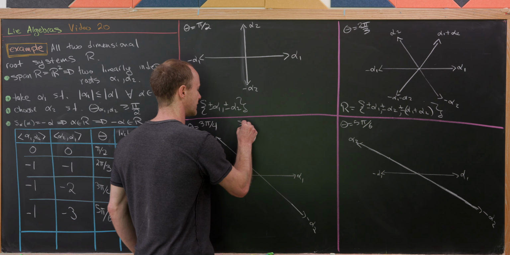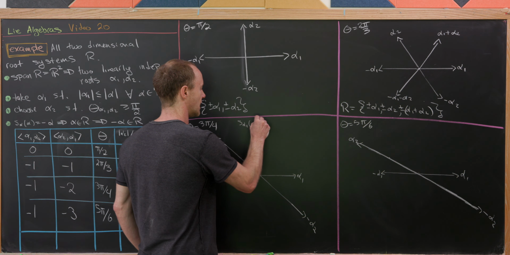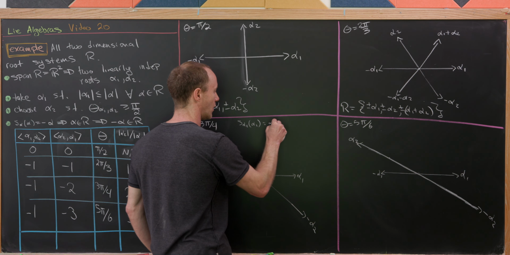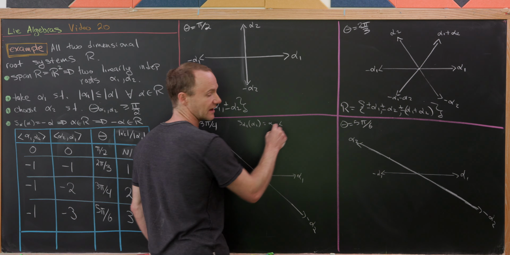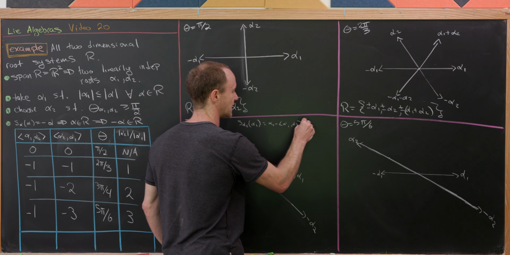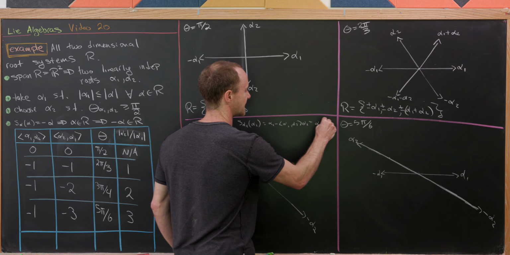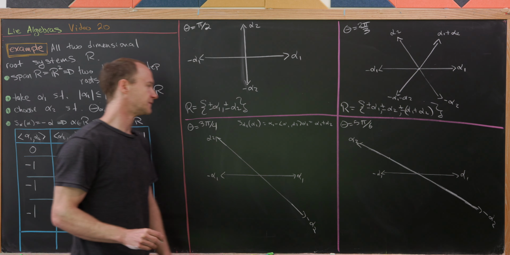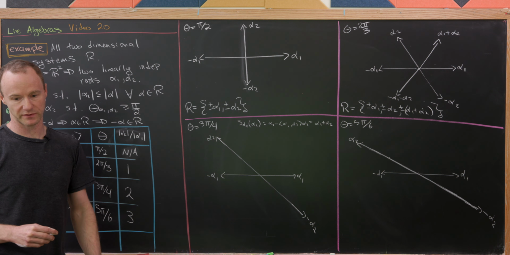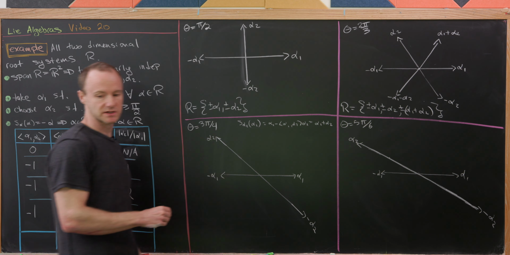Let's notice that if we do S alpha 2 applied to alpha 1, we're going to get alpha 1 minus the inner product of alpha 1 with alpha 2 in the alpha 2 direction. That turns into alpha 1 plus alpha 2. So that means that their sum is a root. I guess we already knew that from the previous proposition. But now let's do one more.